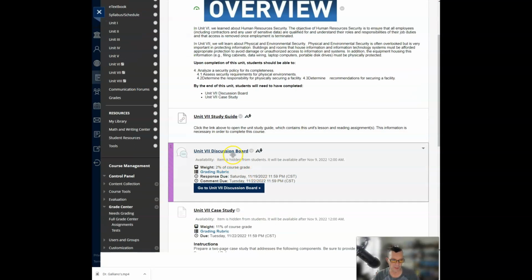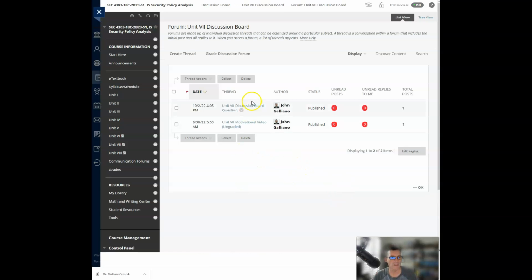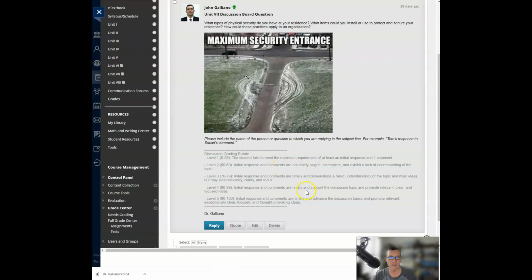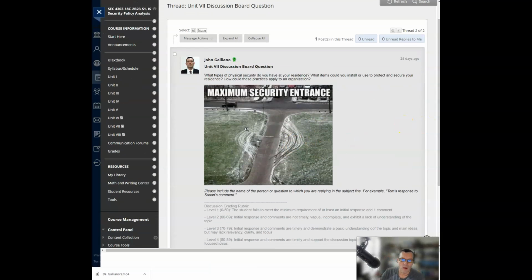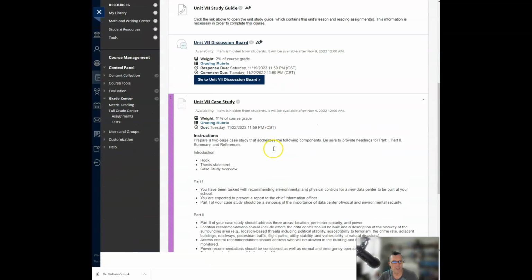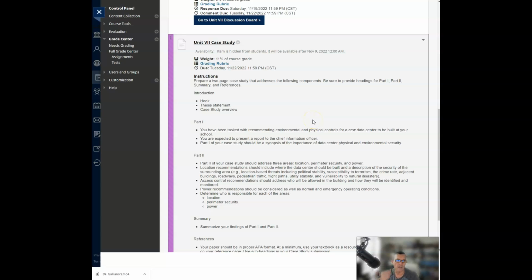In the discussion board for Unit 7, we are going to examine the types of physical security that you have at your residence, what items you have or might install to protect and secure your residence, and then how the practices that you learn in protecting your residence might be applied to an organization. And that dovetails right into the Unit 7 assignment, which is a case study on data center environmental and physical controls.